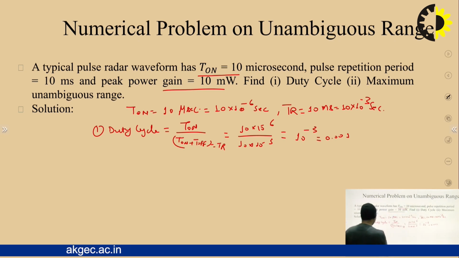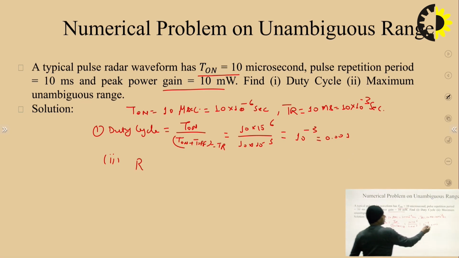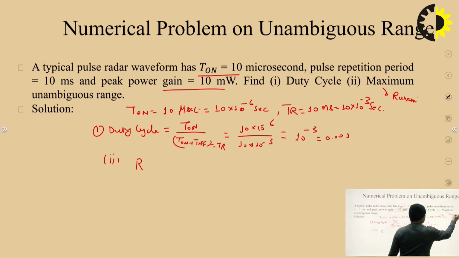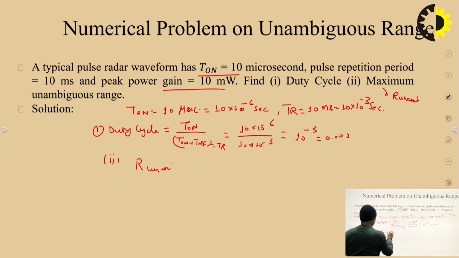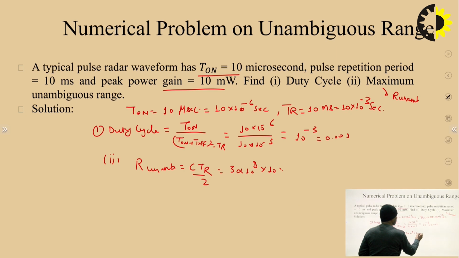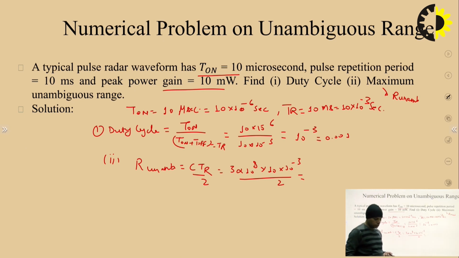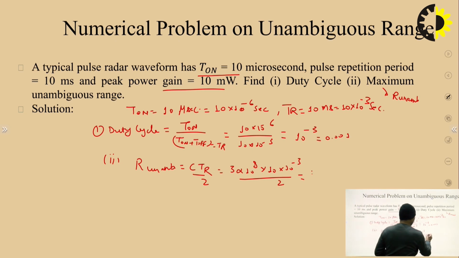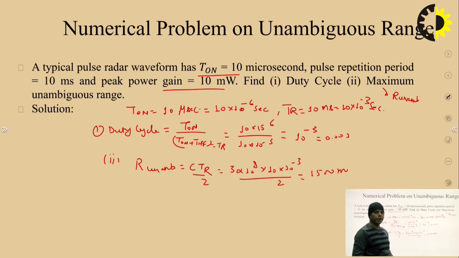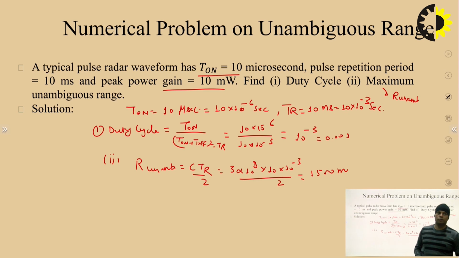After that, the second point, maximum unambiguous range. What is its value? Unambiguous range R is given by C into TR by 2. C is the speed of light, that is 3 into 10 raised to power 8 meter per second, and TR is 10 millisecond, divided by 2. After calculating this value, the range comes out around 1500 meter.